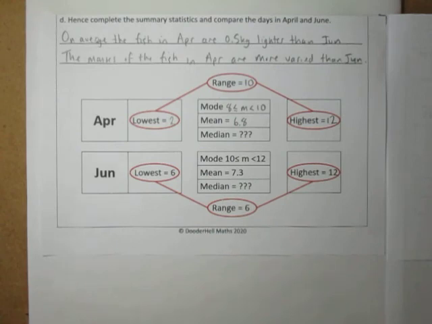And those two comments are all I need to compare the days in April and June. Just remember, you can say the same thing in another way. You could say the masses of the fish in June are less varied than April. On average, the fish in June are 0.5 kilograms heavier than April. But as long as you've got those two comparisons, the measure of location and the measure of spread, you will have fully answered the question.